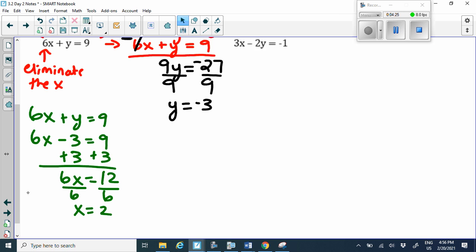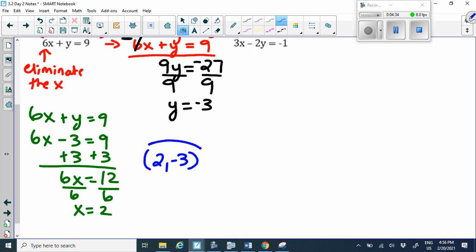Now I need to write my final answer as an ordered pair. Don't forget, when you write it as an ordered pair, x comes first, so the 2 comes first, and I have negative 3. And so that would be my solution there, okay?